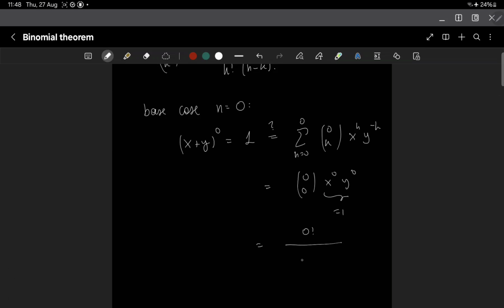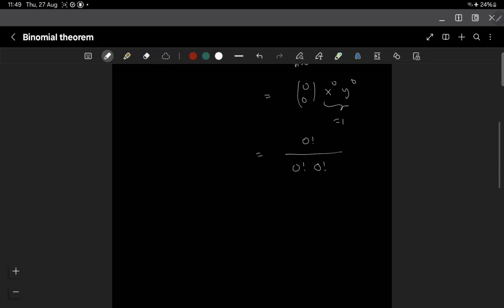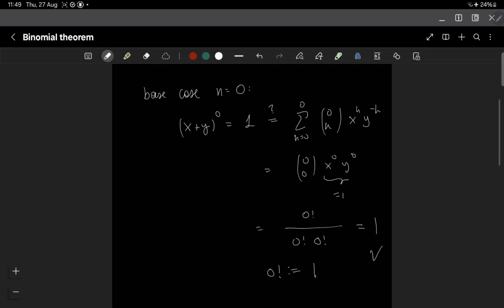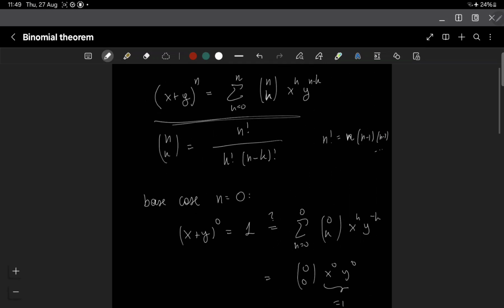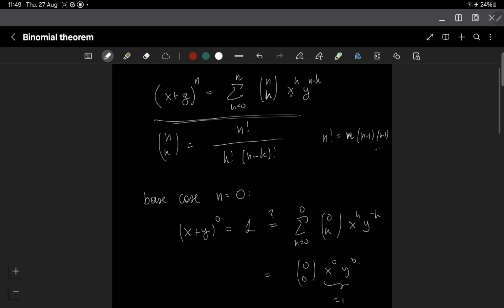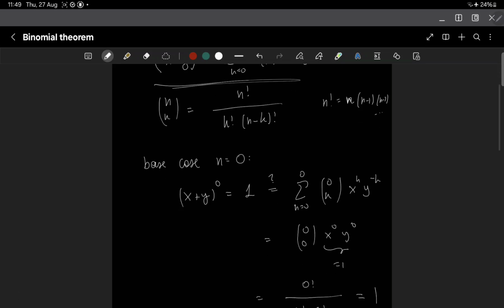The binomial coefficient is just 0 factorial over 0 factorial times 0 factorial. And one of the important properties of the factorial is that 0 factorial is equal to 1. It is usually defined to be equal to 1. So this is equal to 1, and the base case has been proven. So we showed that this binomial theorem, this formula, is true for n equals 0.